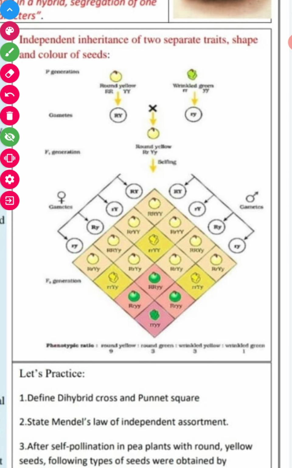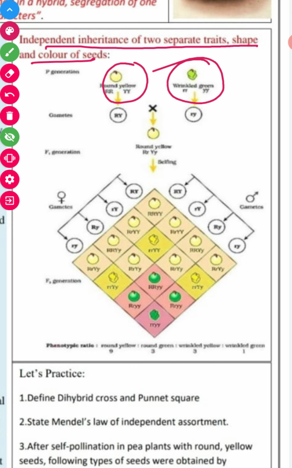See, we have independent inheritance of two separate traits. We have taken round and yellow, and wrinkled and green. Round and yellow are dominant, and wrinkled and green is recessive.